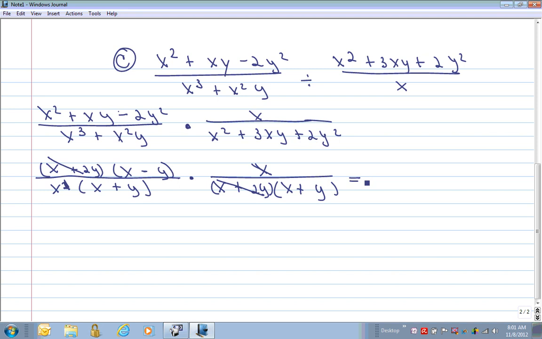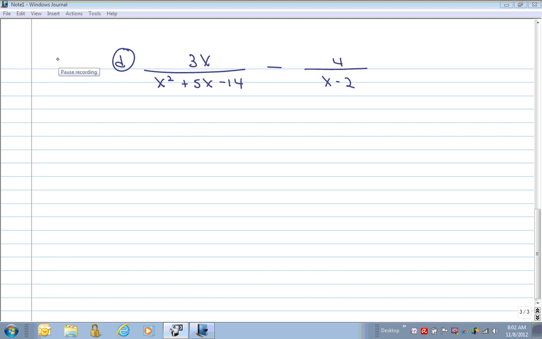So let's go ahead and just write what we have left. We have x minus y at the top, and in the denominator we have x times x plus y. And notice we have x plus y twice, so we can write that as x plus y squared. And that would be our final answer.